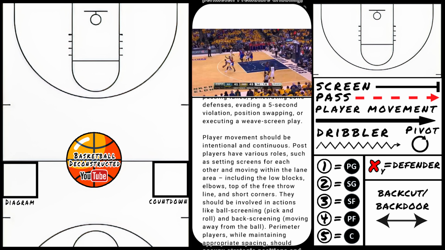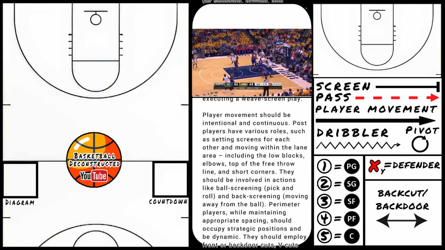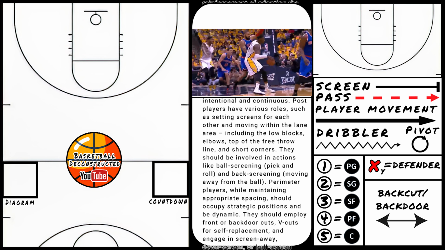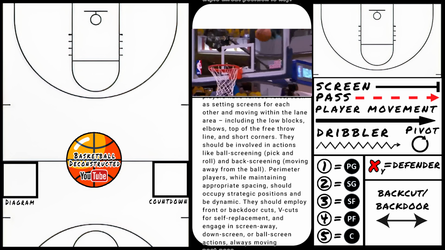Post players have various roles, such as setting screens for each other, including at the low blocks, elbows, top of the free throw line, and short corners. They should be involved in actions like ball screening, pick and roll, and back screening, moving away from the ball.